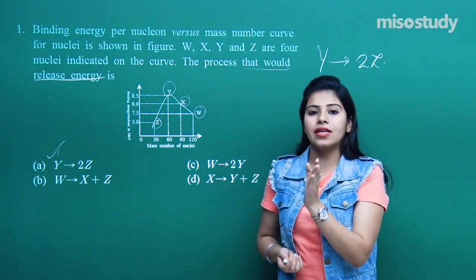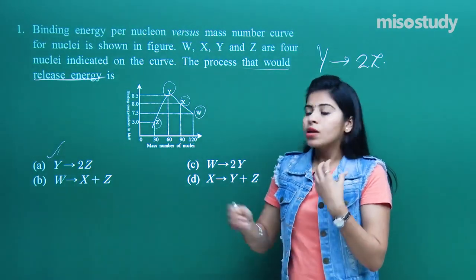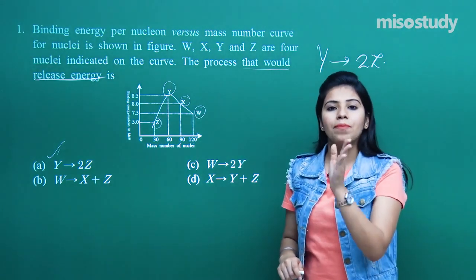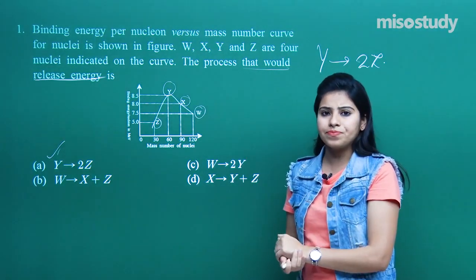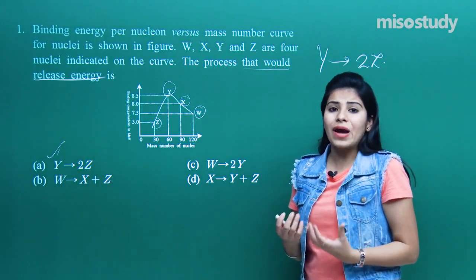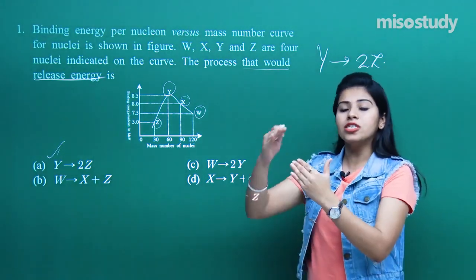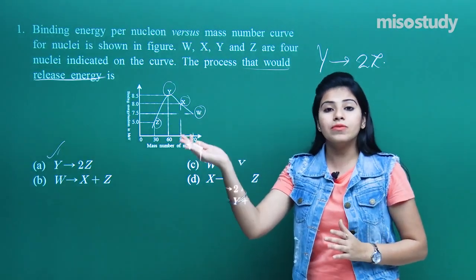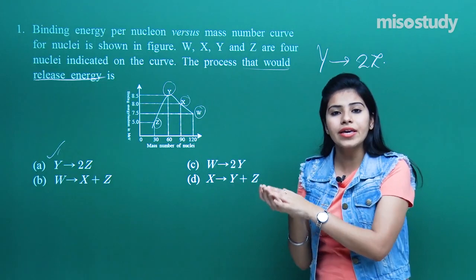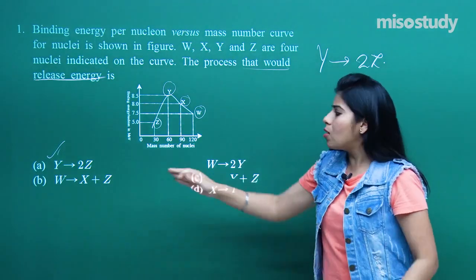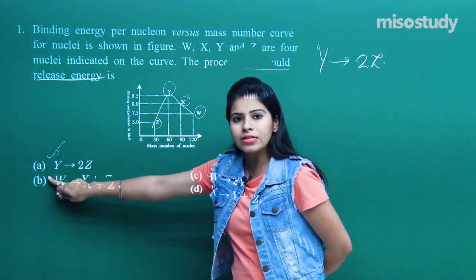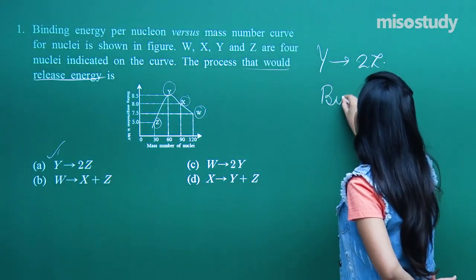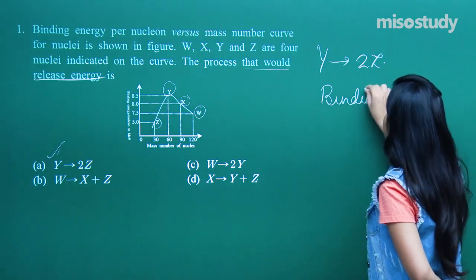Or you can say in another way, that energy will be released in that process wherever the binding energy increases. If binding energy is increased, that means if you earlier had reactants and now you have products, then products must have higher binding energy than reactants. So now let us check: this is the reactant, this is the product. Let us now check what is the binding energy in this case.